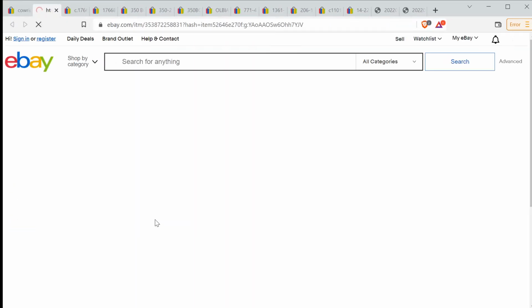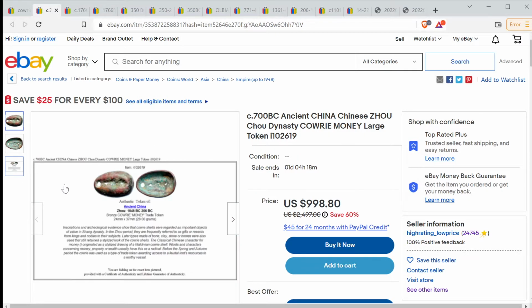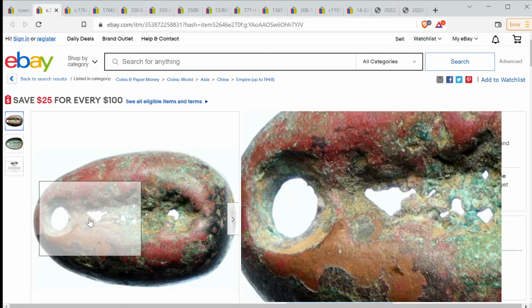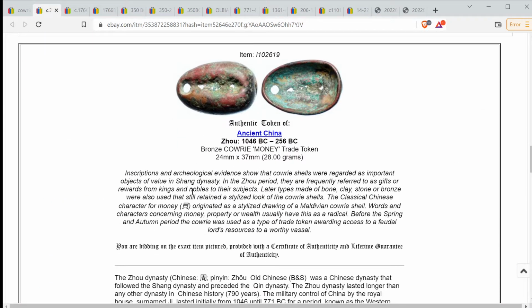See, this is the one that they made in bronze. This is a very rare type, and it's also extremely large. And you see this? It has the hole for carrying it around. So it's cowrie money trade token.